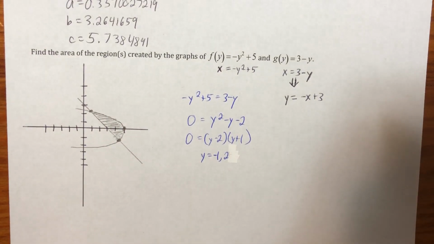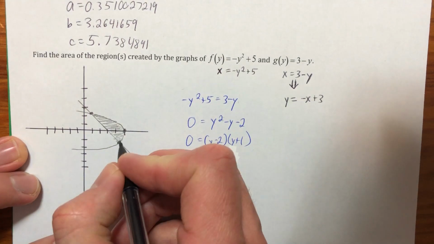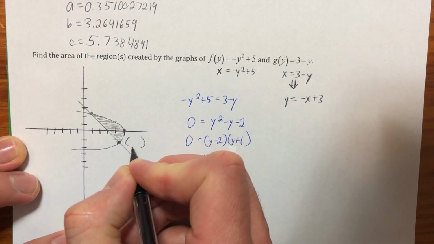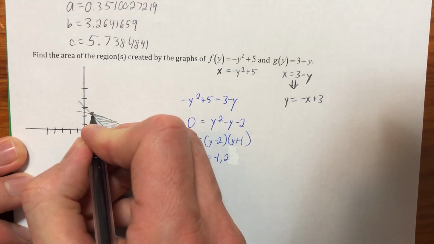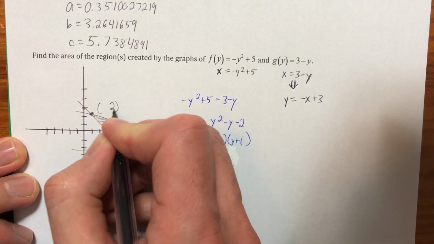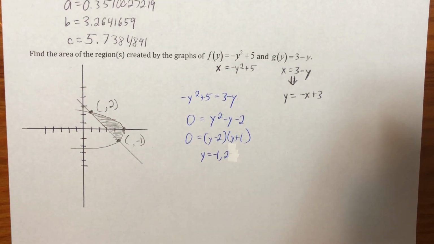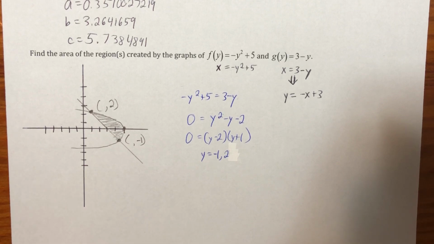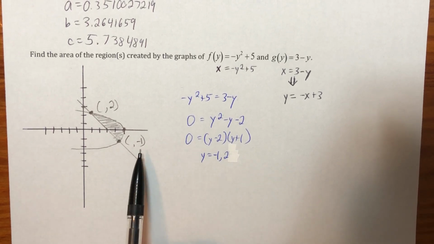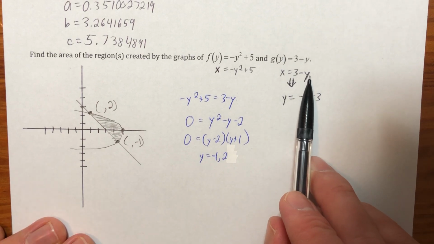So y equals negative 1 and positive 2. So let's come over here to our graph. This is at the point something comma negative 1, and this is at something comma positive 2. And I can figure that out very easily. Don't think too hard. You can probably eyeball it from the graph if you drew your graph very well. But let's plug it in. Let's plug in a y, and we'll figure out the x.